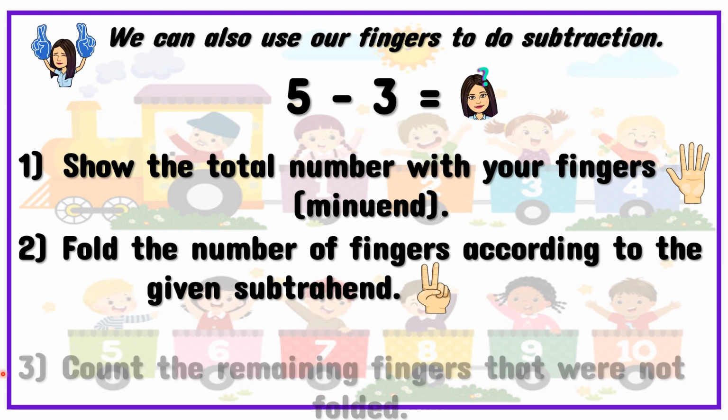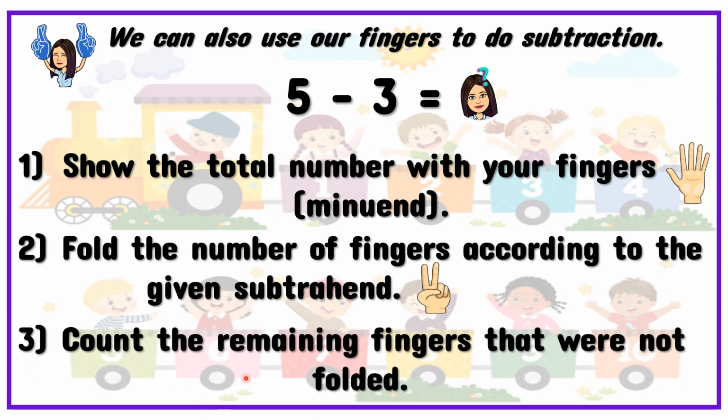And for the last step, count the remaining fingers that were not folded. So it means these are the fingers that were not folded. So let's count. 1, 2. There are 2 fingers. So it means 5 minus 3 is equal to 2. Is this clear?